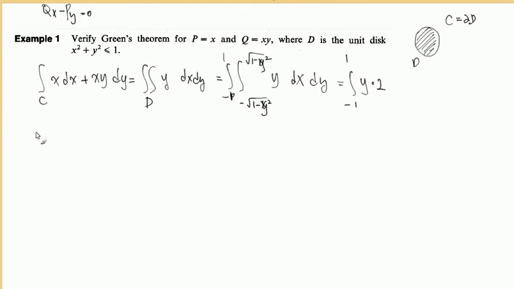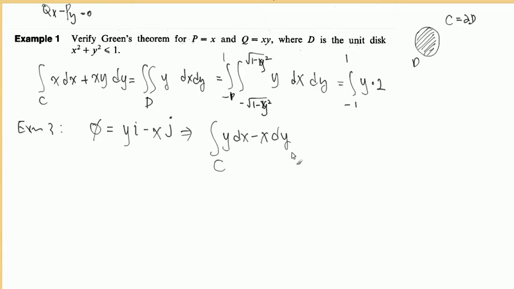But I think I remember that this is not it. So example 3 was phi of, was that x minus y? Was this one? y minus xj. All right. If that's the case, that line integral of this one is the same as y dx minus x dy, right? Circle C, correct? And this one goes in region D.